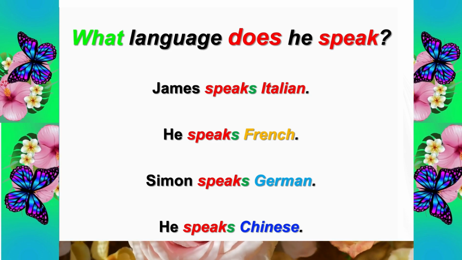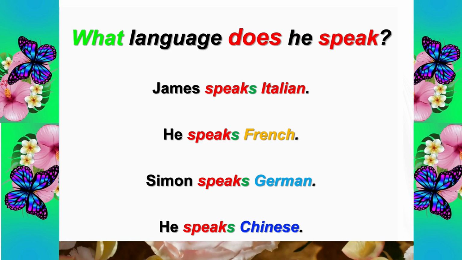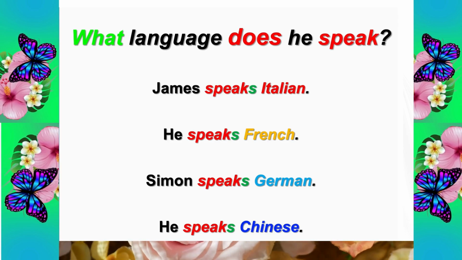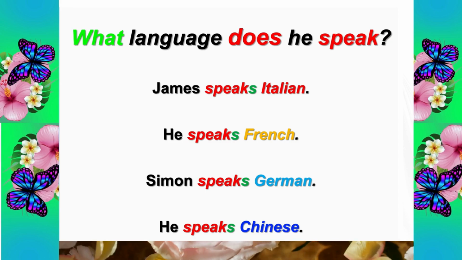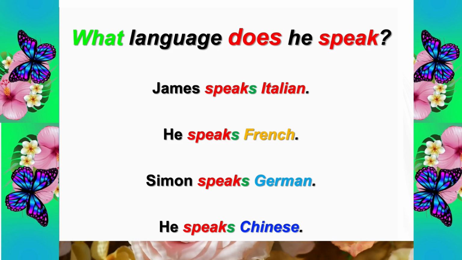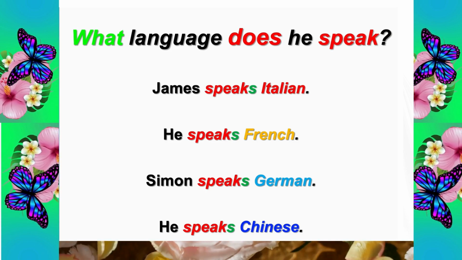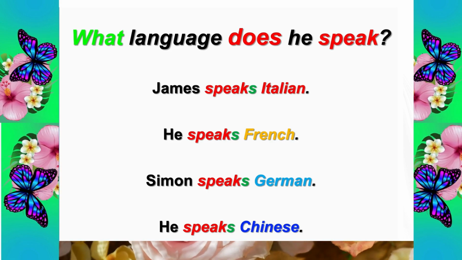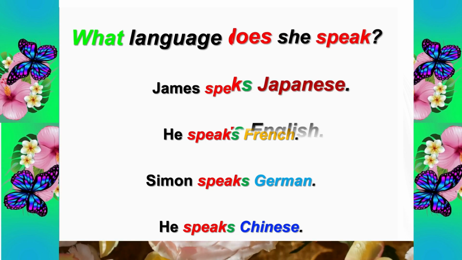So we notice from these four examples that with James, the verb takes s because he. James, it means he. He speaks. James speaks. And we have also Simon speaks. So if you write James speak Italian, it's not correct. So remember that with a person or with the subject pronoun he, the verb must take an s. James speaks Italian. He speaks French. Simon speaks German. He speaks Chinese. Let's go to the next slide.